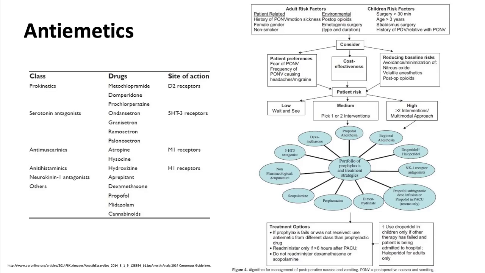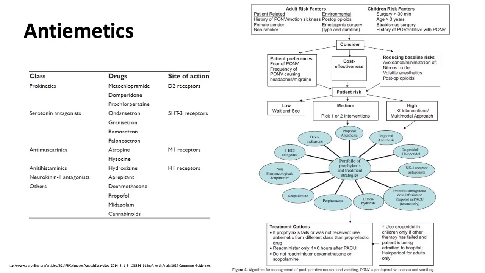Antiemetics now, next key word. And let's look at the site of action of these first. There are some prokinetic drugs like Reglan that help move fluid and food through our GI system. They work at the dopamine receptor. Serotonin antagonist, the classic being ondansetron, the serotonin receptor is where it has its effect.